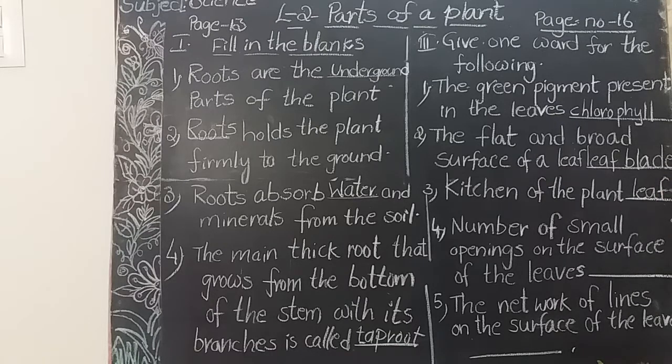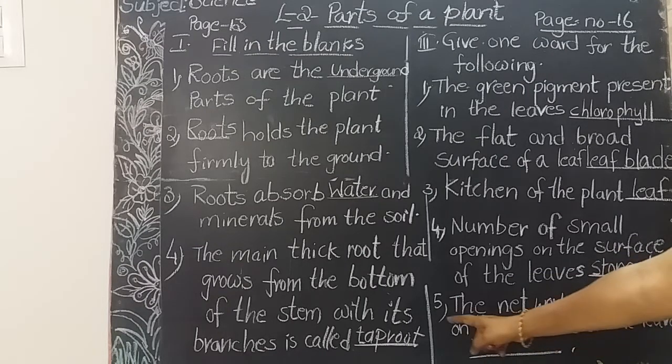And number of small openings on the surface of the leaves. We cannot see them with our eyes, amma. Number of small openings are called tiny pores. Number of small openings on the surface of the leaves are called stomata. Stomata spelling: S-T-O-M-A-T-A. Stomata. These are all the breathing organs of a plant.